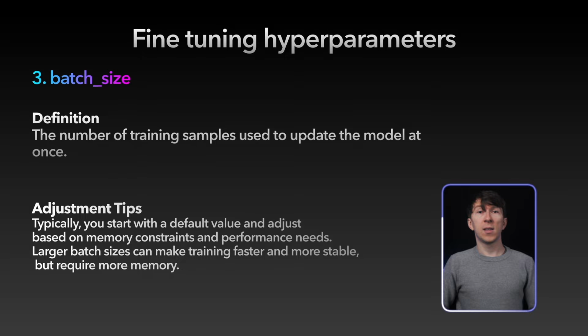The last one is the batch size, which is the number of training samples used to update the model at once. For the adjustment, I advise you to start with a default value and adjust based on memory constraints and performance needs. Larger batch size can make the training faster and more stable, but it also requires more memory. And that's it for the most common hyperparameters.